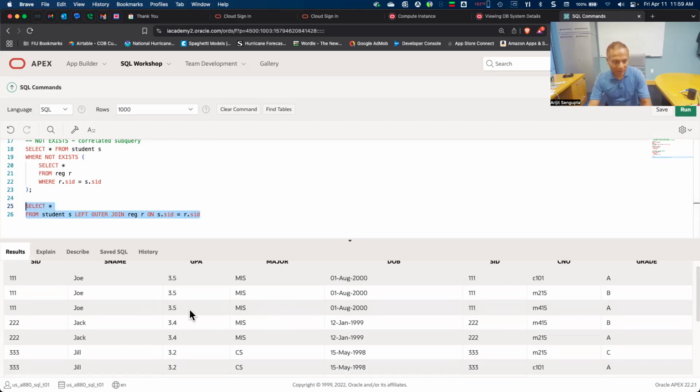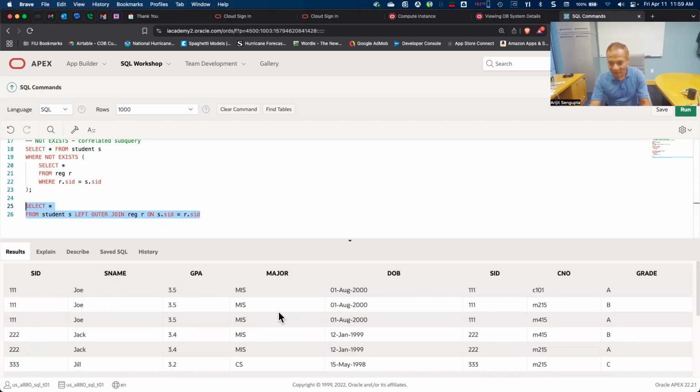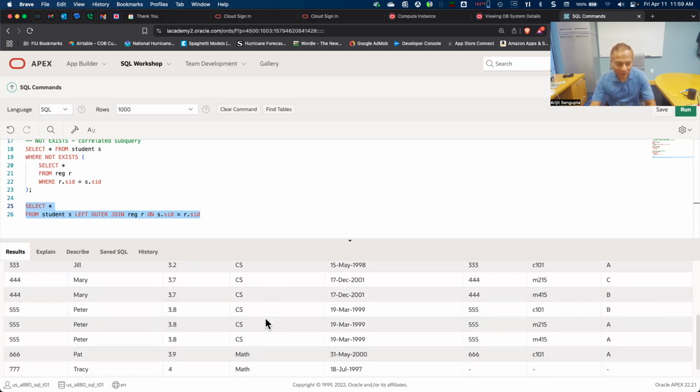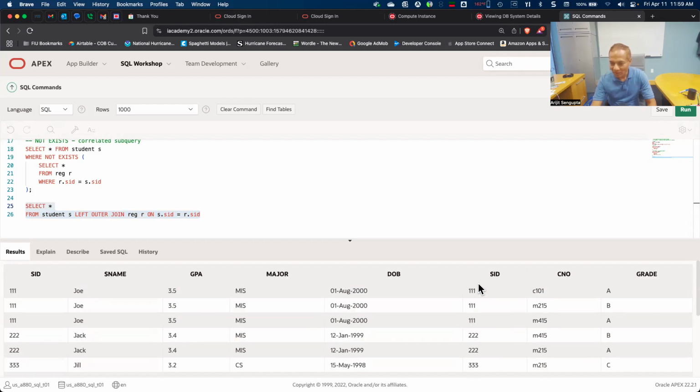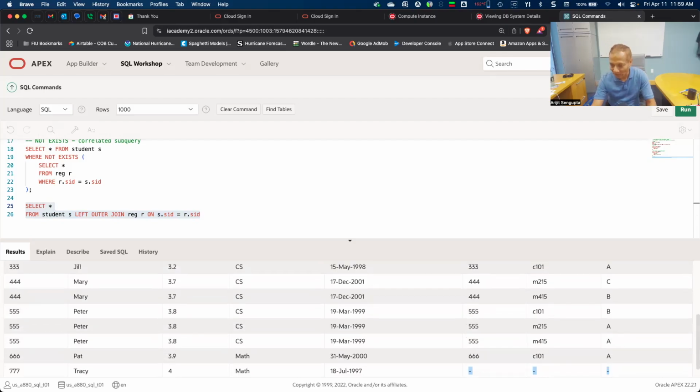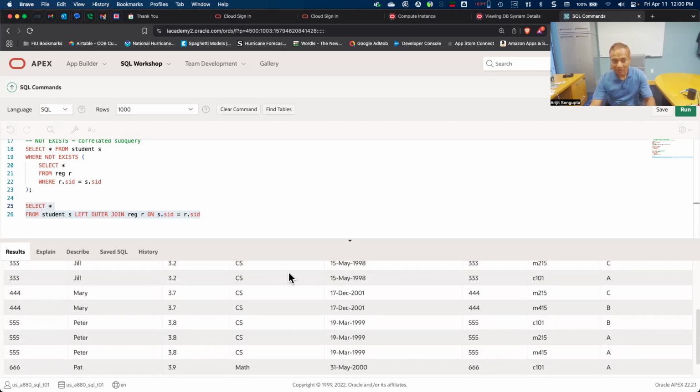Okay. Now, as you can see, for all the students who have registered, you're seeing the courses that they have registered. But if I scroll down and down and down, there's Tracy. We know that she didn't register for anything because we ran this query before. And look what happens on this side. For the registrations, this part, which is coming from the registration table, is being padded with nulls. We can use that to find the people who did not register.